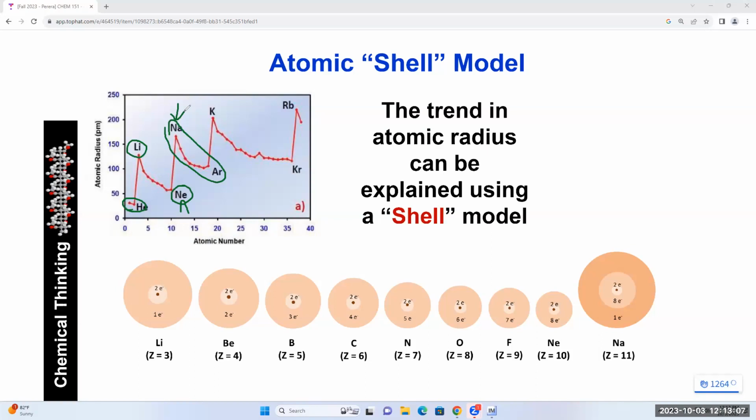Anyway, what questions, concerns, comments do we have? And that is why when you go down a group, the size of the atom increases, because you are adding shells. Each period is a shell which is larger than the previous one. Therefore, the size of the atom increases when you go down the group.